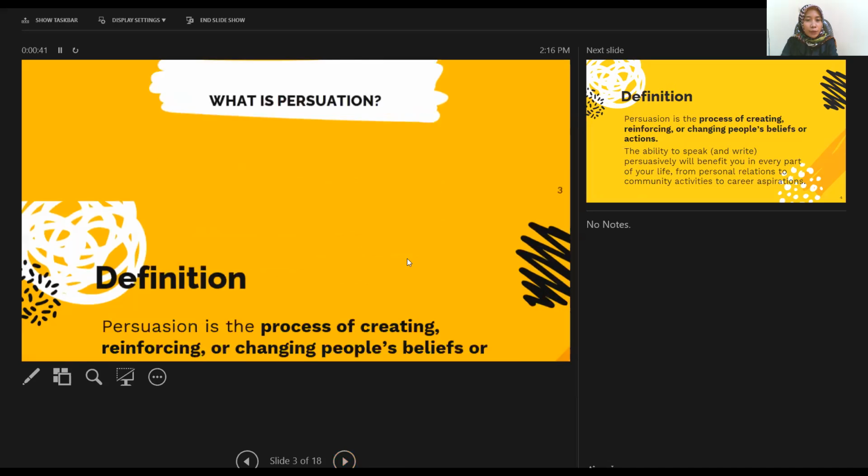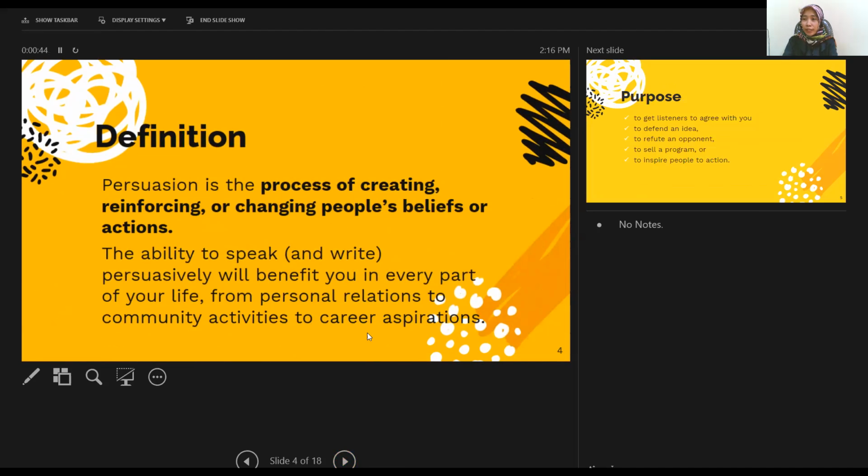Persuasion is the process of creating, reinforcing, or changing people's belief or action. Yeah, quite difficult, quite challenging, right? So you are expected after your speech to be able to change the people's opinion, the people's point of view towards something. So this is the goal. This is the objective of your persuasive speech.